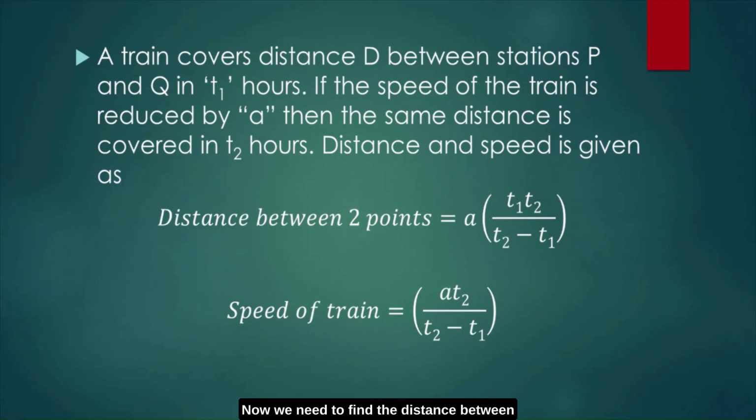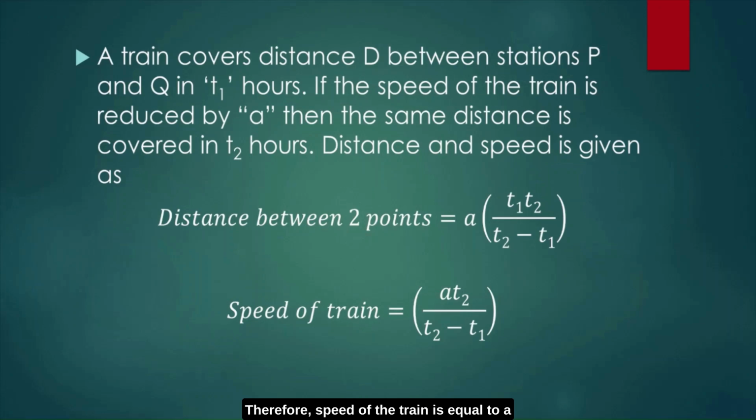Now we need to find the distance between the starting point and the ending point as well as the speed of the train. So the distance between 2 points can be given as speed multiplied by time in general. Therefore, distance is equal to speed A multiplied by T1 T2 divided by T2 minus T1. Similarly, speed is given as distance traveled divided by time taken.